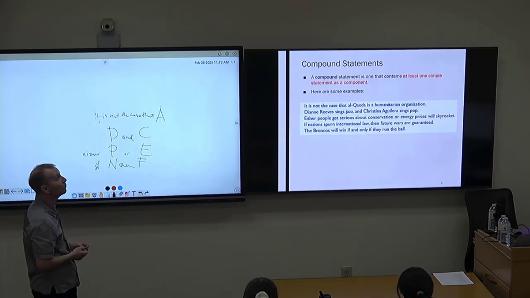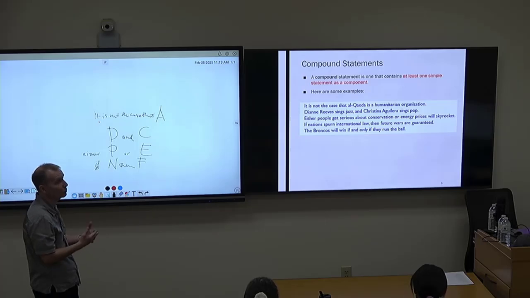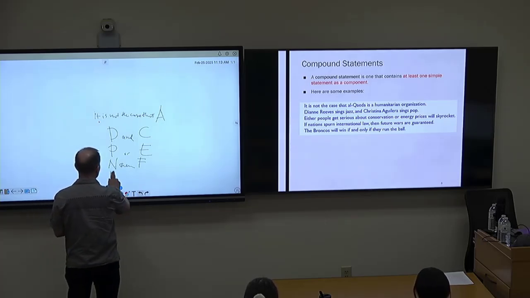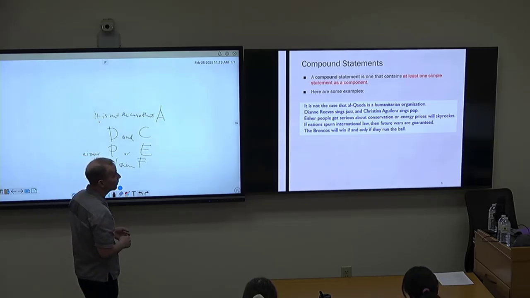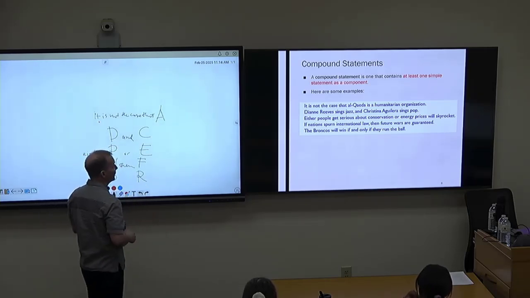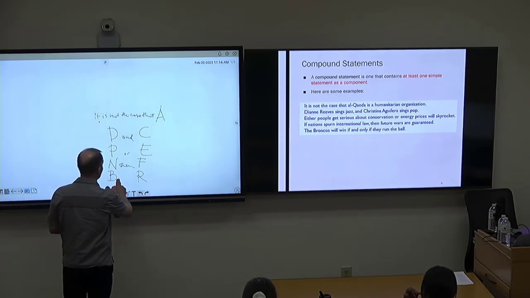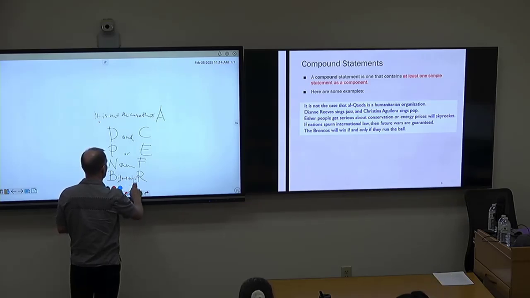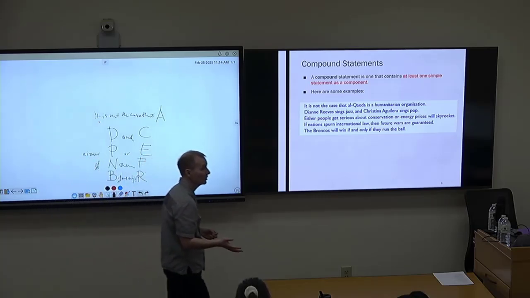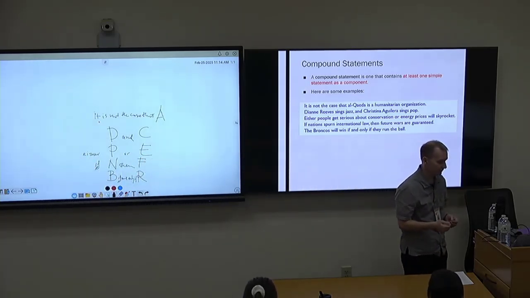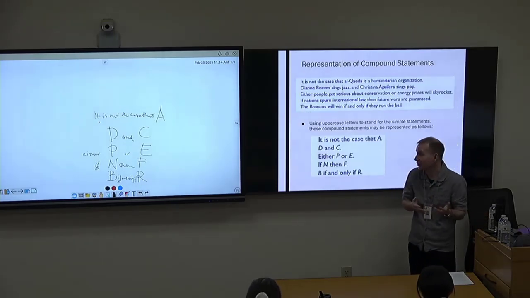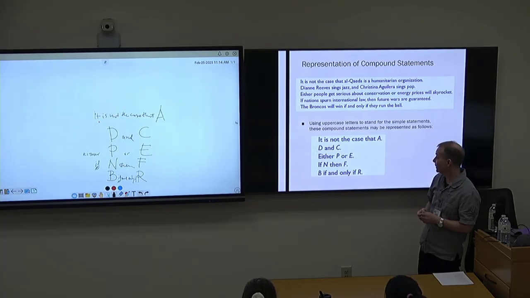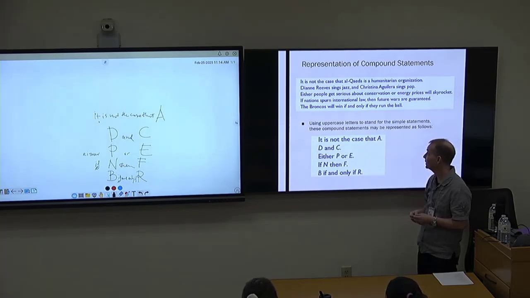And finally, Broncos will win if and only if they run the ball. You see here, you actually again have two simple statements. Broncos will win, we can call it B, and Broncos running the ball, which is a different statement, we can call it R. And they are connected: B if and only if R. Different from just if. If you think about it, it has a different meaning. So this is what we just discovered. I've written it down over there. We can see it here too.